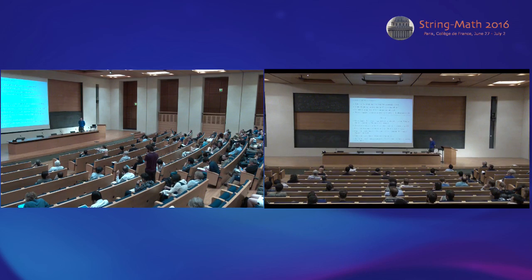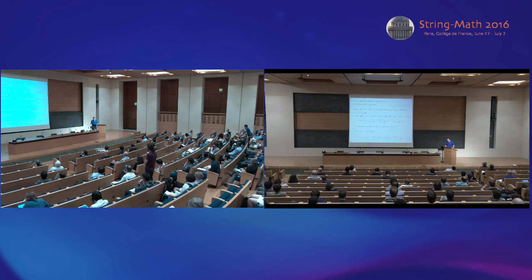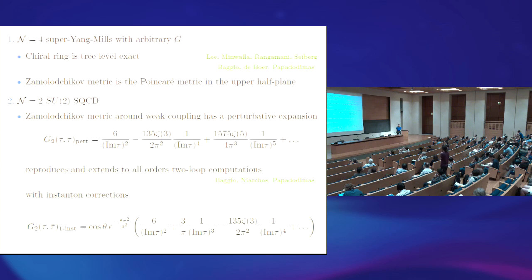Actually, my question was closely related. Could you go back to the Zamolodchikov metric you had, for SU(2)? Yeah, good. This one? When you say this is superconformal, right? Yes. So isn't the metric supposed to be invariant under some S-duality action?